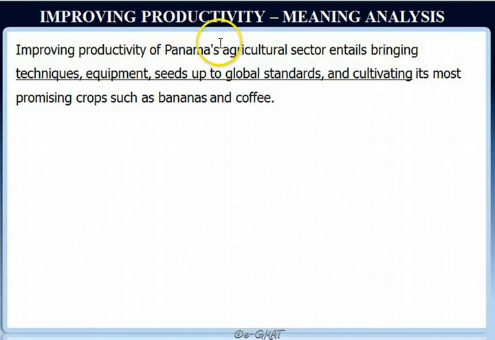Improving productivity of Panama's agricultural sector question. Let's begin by understanding the meaning of the sentence. Improving productivity of Panama's agricultural sector entails bringing techniques, equipment, seeds up to global standards and cultivating its most promising crops such as bananas and coffee.